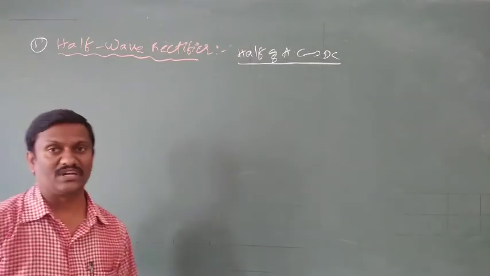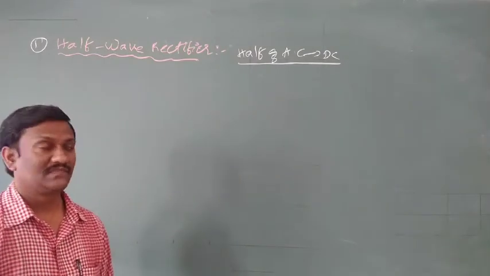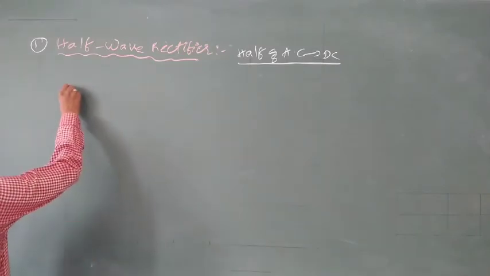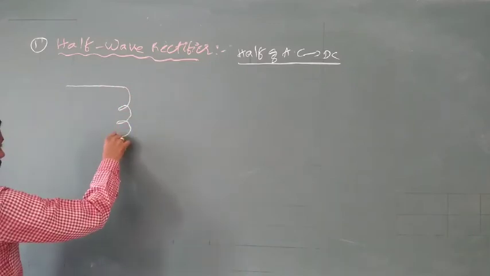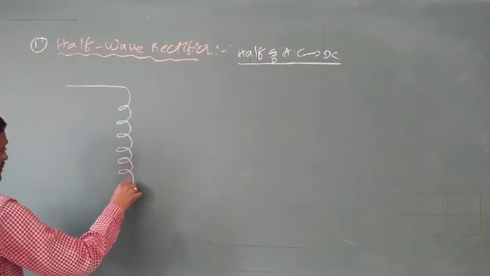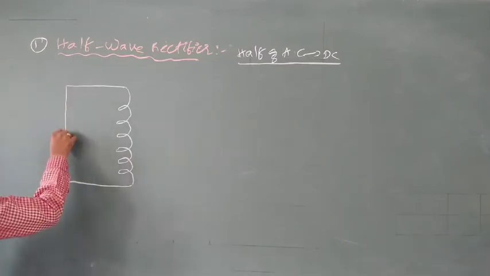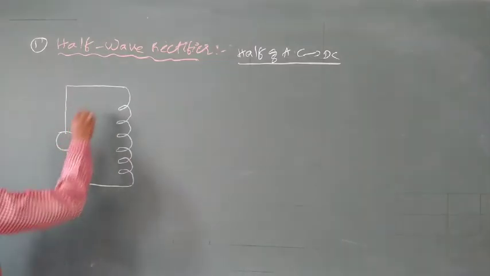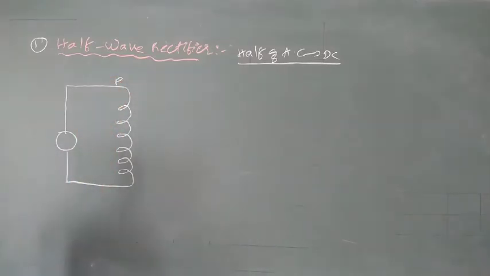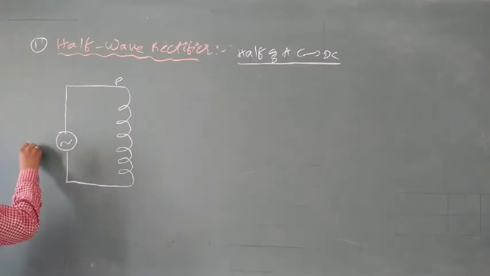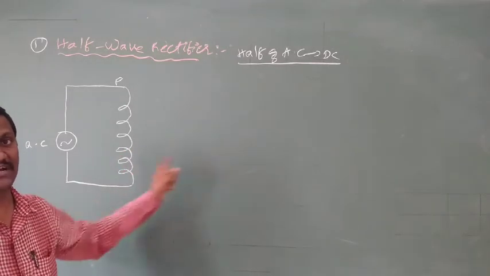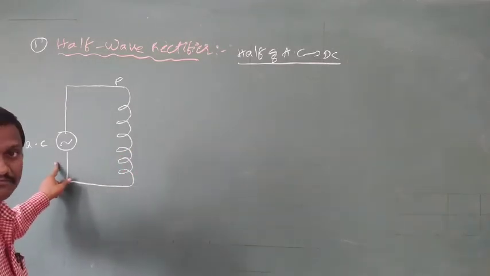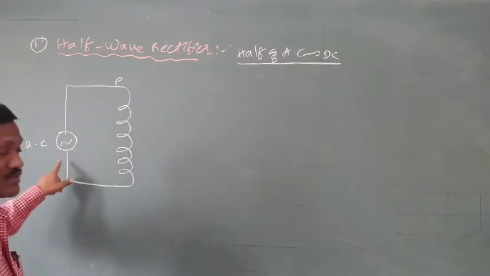Next, what about the construction and working of a half-wave rectifier? Generally, the rectifier consists of two transformer coils. The first transformer coil is called the primary coil. At the ends of the primary coil, an AC source is applied, because the circuit converts AC into DC, so the input signal should be AC.